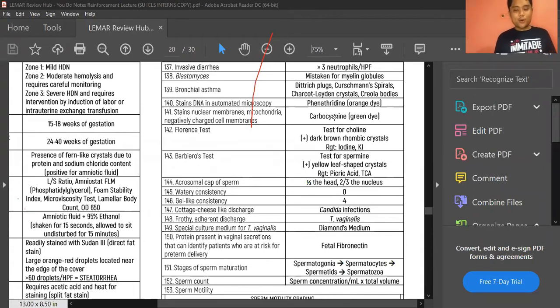Alright. Now, sperm, of course, take note, the acrosomal cap of the sperm should encompass 1/2 of the head, 2/3 of the nucleus. Take note, I tell you, that's a very common question, what is the size of the acrosomal cap. So the acrosomal cap is 1/2 of the head, 2/3 of the nucleus.